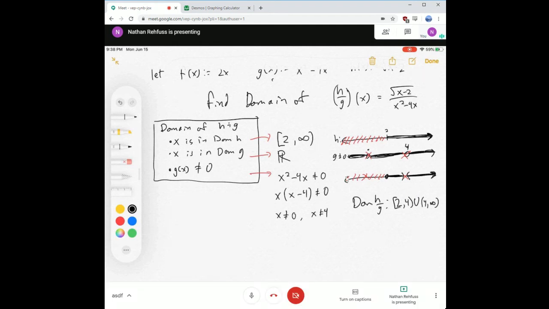So it has to be in the domain of h, which is bigger than 2. Has to be in the domain of g. Well, that turns out to be everything. And g can't be 0, so we have to cross out 0 and 4. And that's why there's a gap at 4 here. All right. So that is the second of these 3 parts. In the third part, we're going to look at that 5th operation, function composition.